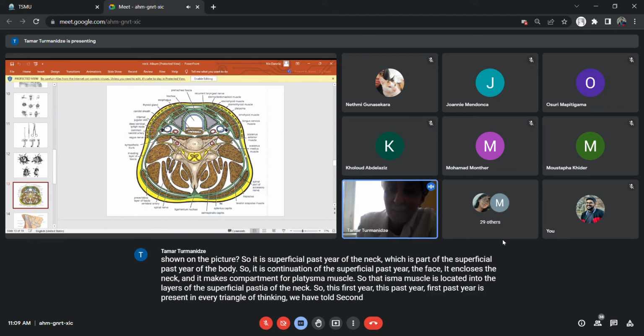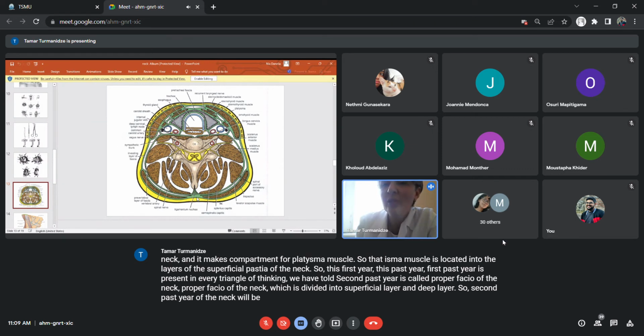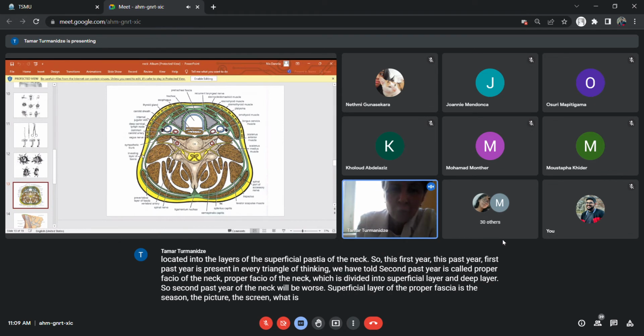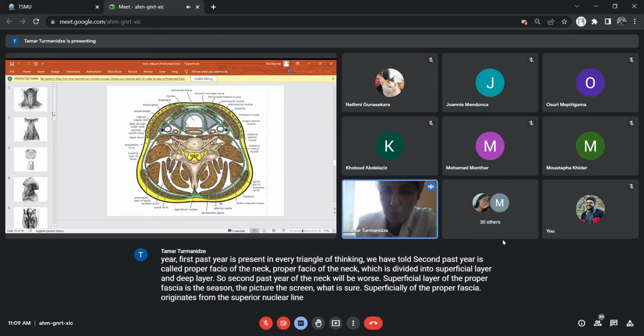The second fascia is called the proper fascia of the neck, which is divided into a superficial layer and a deep layer. So the second fascia of the neck will be what? The superficial layer of the proper fascia. Is this on the picture, this green one that is shown? The superficial layer of the proper fascia originates from the superior nuchal line of the occipital bone.